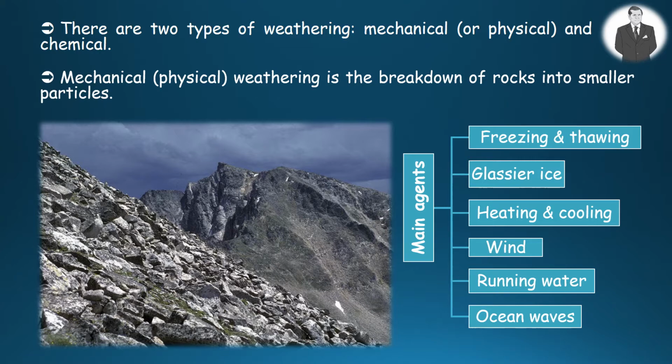In the freezing and thawing process, water penetrates into pores and or cracks of rock masses. As the temperature drops, water freezes and expands. The pressure exerted in this way is sufficient to break even the large rock masses into small pieces.